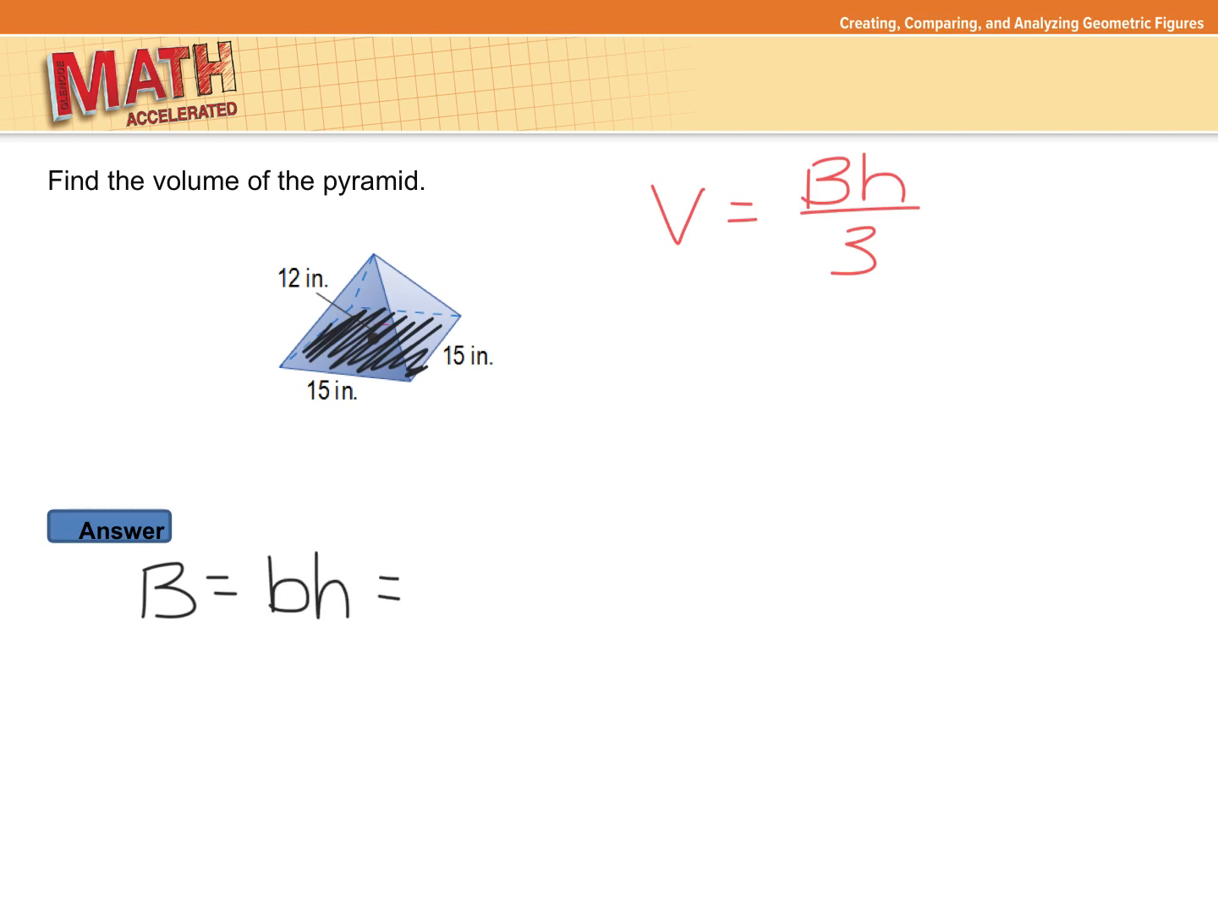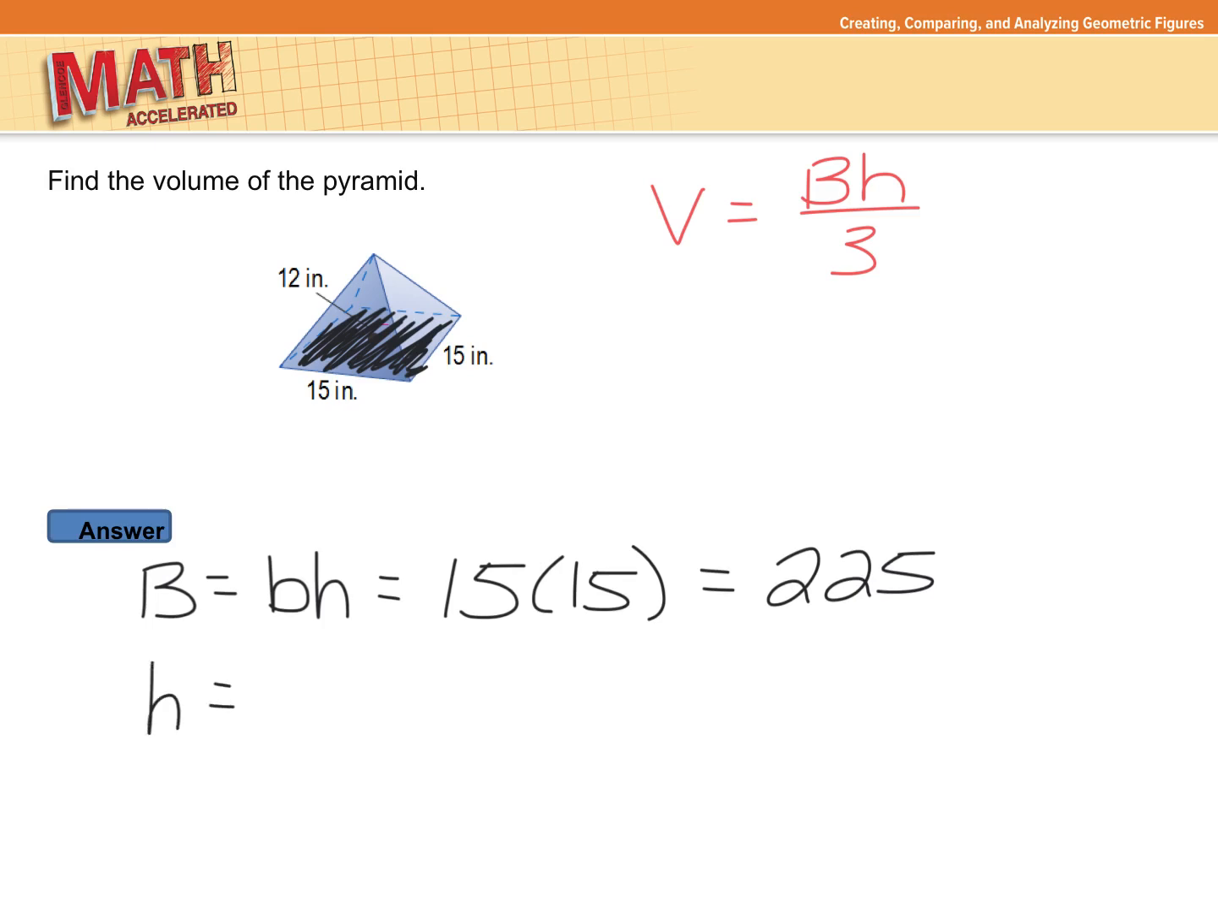So what numbers do I plug in? What's the base and the height? 15. Well, the height's going to be like 12. So just of this base shape, what's the base and the height? 15 and 15. Yep. 15 times 15 is your 225. Okay, and then what is the height of the whole thing? 12.